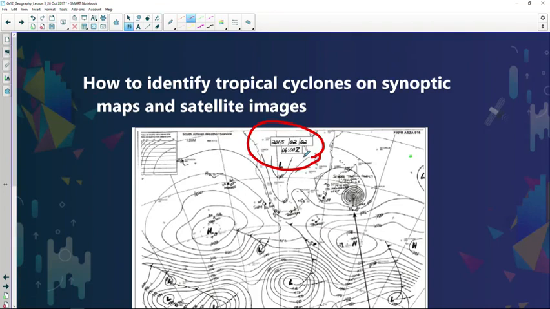Now, for the formation of this tropical cyclone, what do we know? It needs to be between 5 degrees and 20 degrees north and south of the equator. Why? Because this is where our tropical regions are found. Another reason it forms there is because it needs warm tropical ocean water. And what does it need to be? Above 27 degrees Celsius.